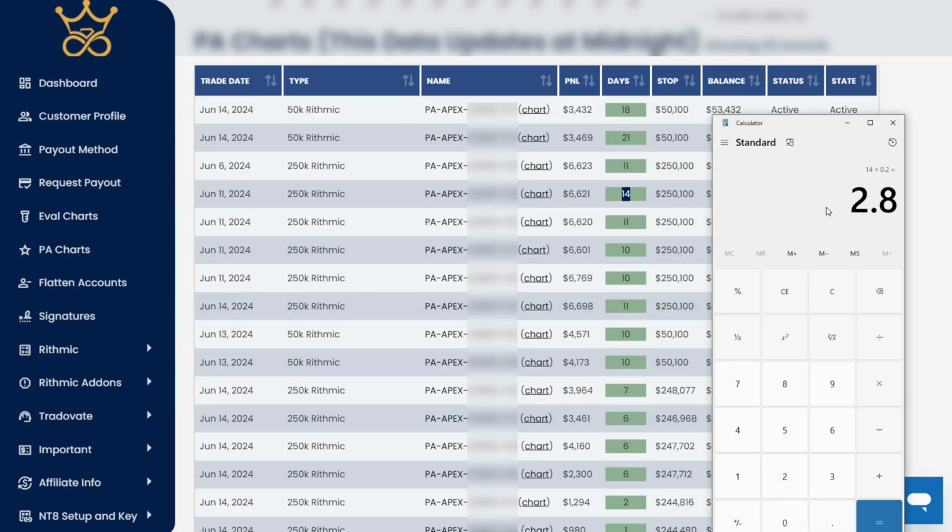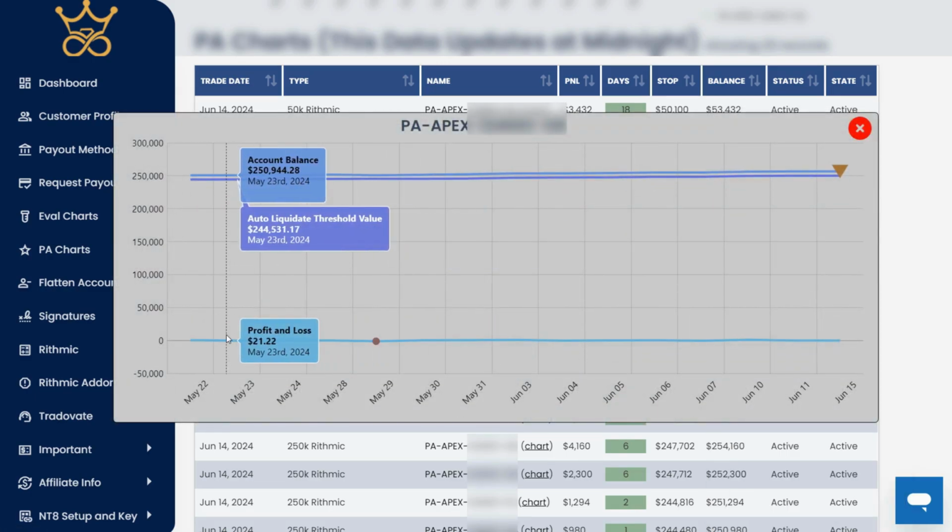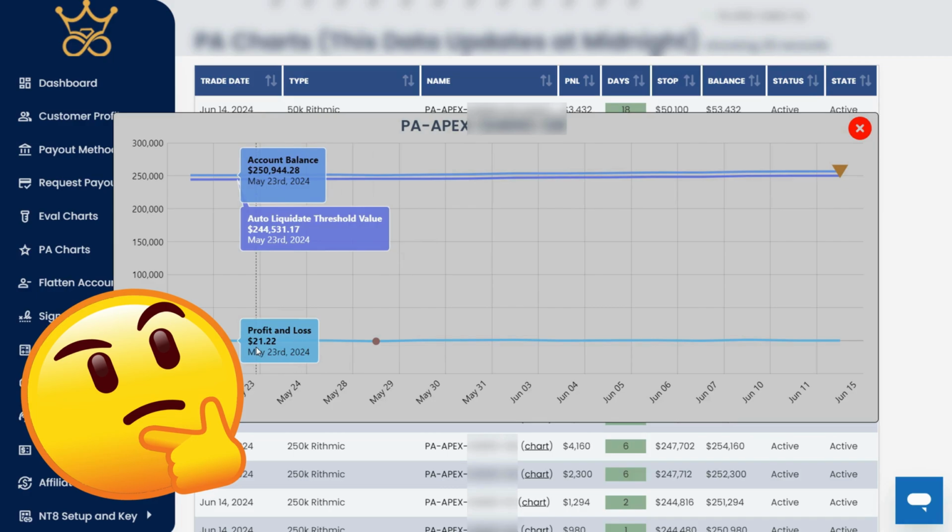14 traded days times 20% is 2.8, so I'm allowed 2.8 trading days that are flipping. And since this is not the number 3, it means that the maximum amount of flipping days I'm allowed is 2 days. So now I go back to my chart and I see what are days that are going to be considered flipping. This one, $21.22. I'm going to think that they will consider this to be a flip day.